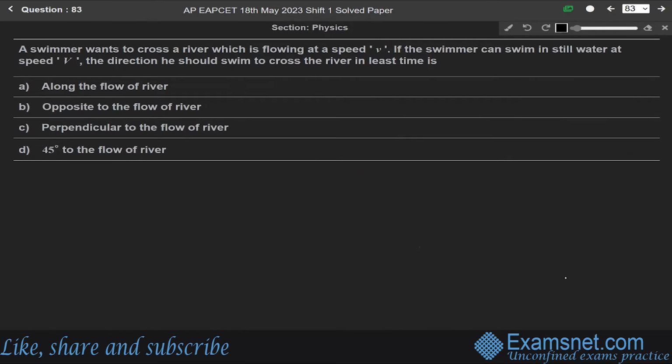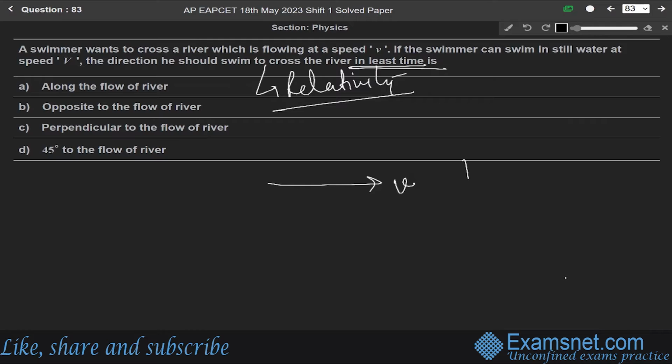Now next question 83. A swimmer wants to cross a river which is flowing at a speed v. If the swimmer can swim in still water at speed V, the direction he should swim to cross the river in least time is, okay, this is from the chapter of relativity. So for the least time, if a swimmer wants to cross the river flowing with the speed v, and the velocity of the swimmer in still water is capital V.